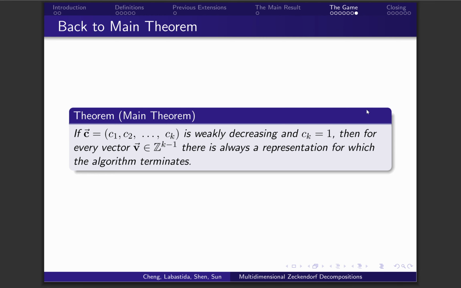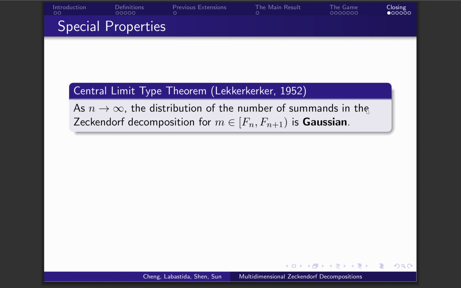Now back to our main result. If vector c is weakly decreasing and c_k equals 1, then for every vector v in Z^k, there is always a representation for which the algorithm terminates. Our main result also inherits some special properties from the scalar PLS case.